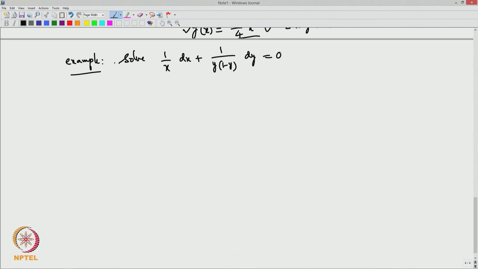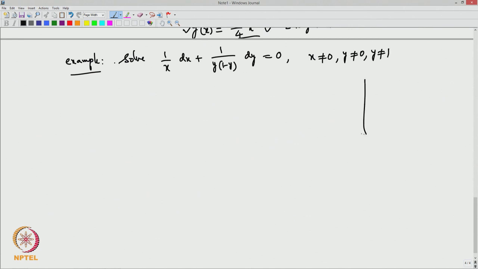Now this is your first order ordinary differential equation. You see that at x equal to 0, this function 1 by x is not defined. So if at all you have this equation, x equal to 0 is not part of the domain. And if you have a solution y of x that takes the value 0 or 1 for some values of x, those are also not in your domain. So y is not equal to 0, and y should not be equal to 1.